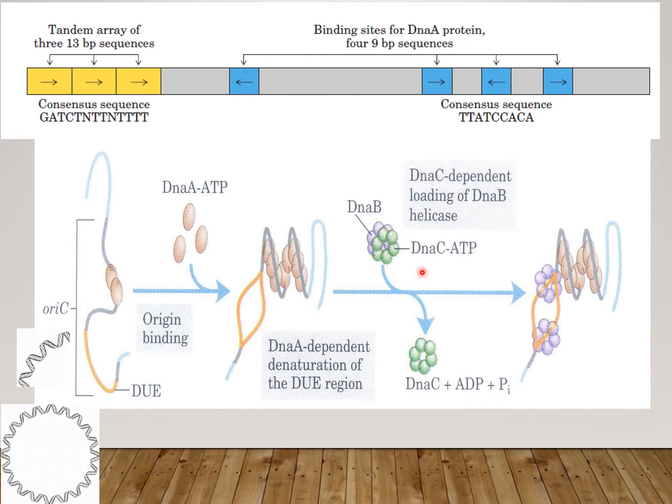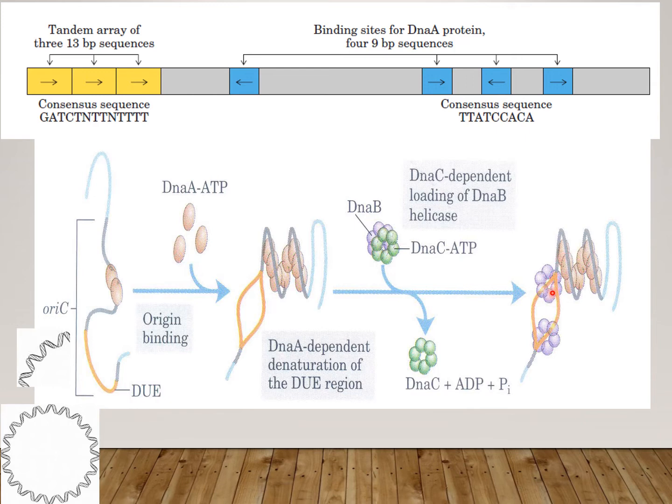DnaC protein loads the helicase onto the two strands of the DNA. The job of the helicase is further unwinding the DNA. This helicase will unwind the DNA on this side, and this helicase will unwind the DNA on this side. If you look carefully, and if you have gone through part 1 of DNA replication, this is one replication fork and this is another replication fork.